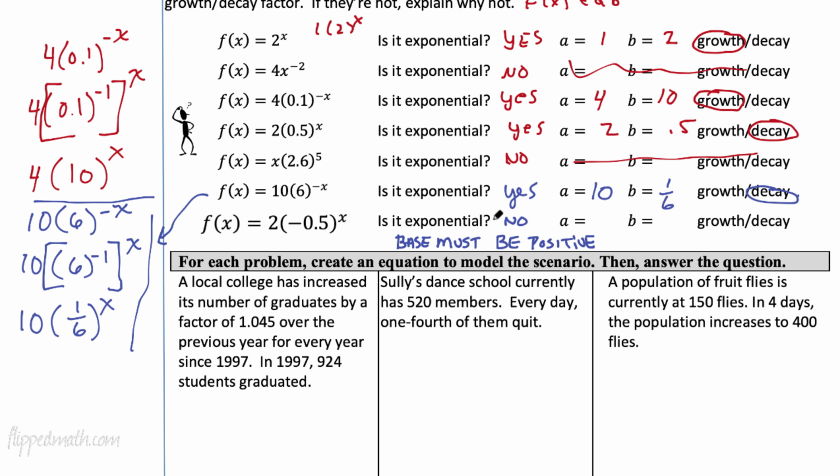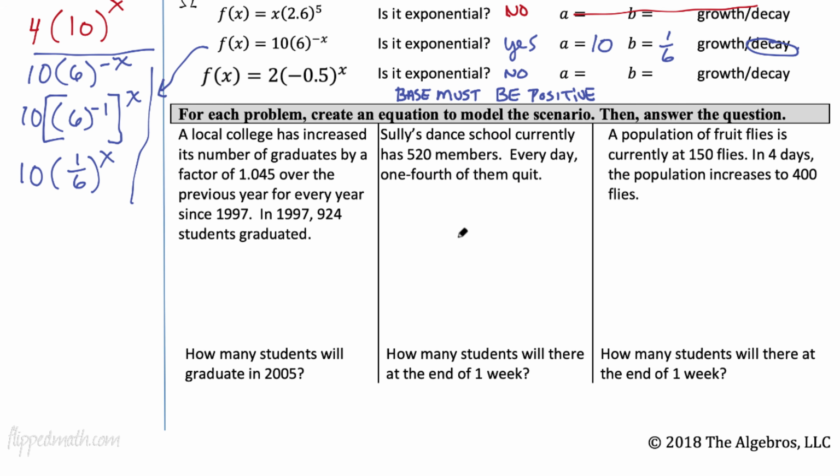that is not exponential. All right, so now we're going to look at creating equations to match the scenario. So we're just going to make sure that our equations are in the form of ab to the x. We have an initial value and then a growth factor. So the first example, a local college has increased its number of graduates by a factor of 1.045. All right, so that tells you right there, that's the growth factor. So that's going to be what b is equal to.